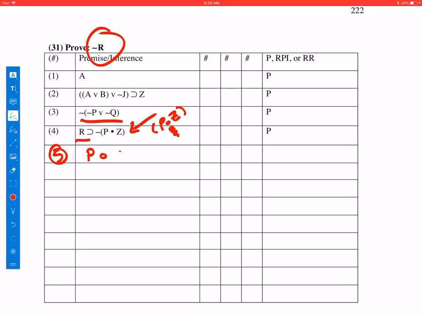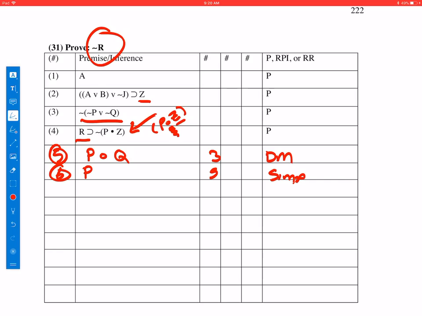Now take a look at line 5, and let's do a De Morgan's on 5. It becomes P and Q from 3 by De Morgan's, and that's helpful because after all we said we needed a P, so let's just get it before we forget. P from 5 by simplification.